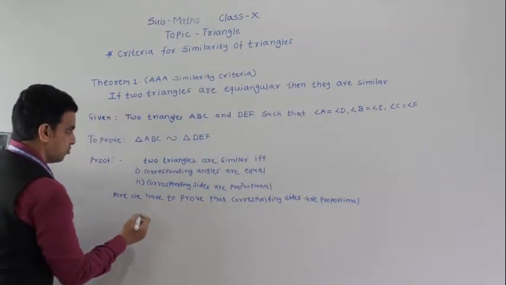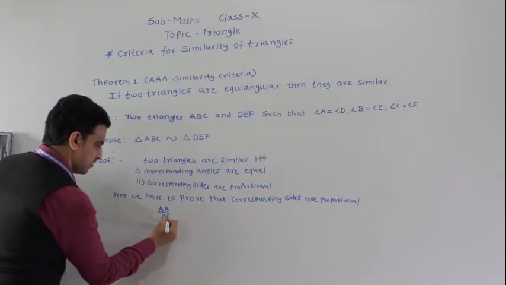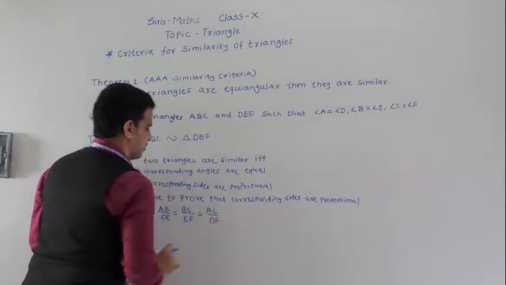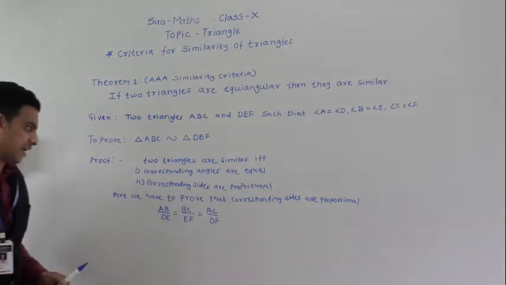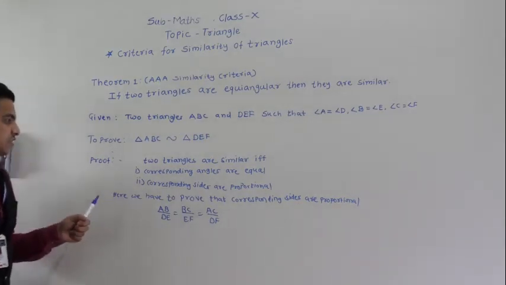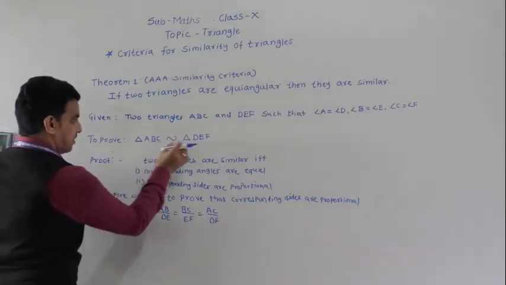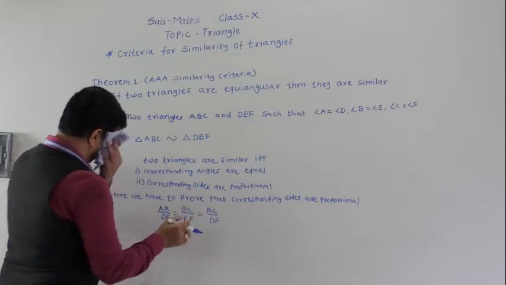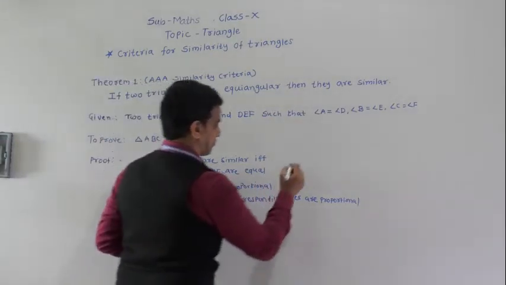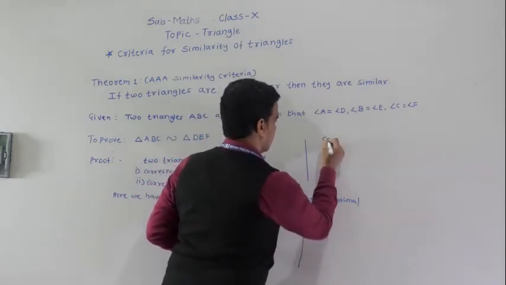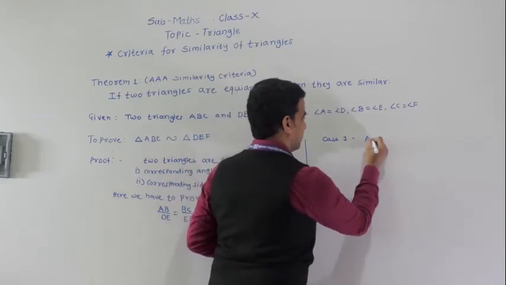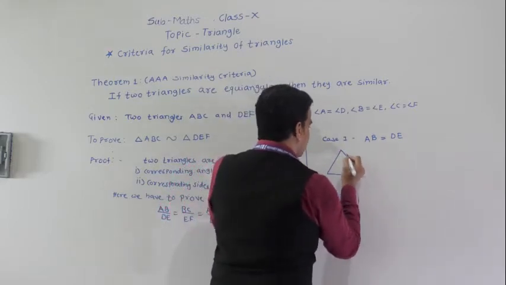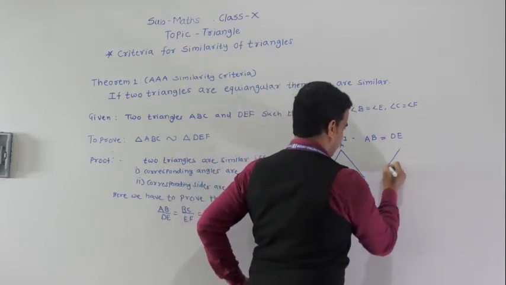That is what we have to show: AB by DE is equal to BC by EF is equal to AC by DF. When we write sides in proportion, the order is important. AB is proportional with DE, BC proportional with EF, and AC proportional with DF. Okay, now the first case. If we consider case first, we have to consider AB is equal to DE. So two triangles are there, triangle ABC and triangle DEF.